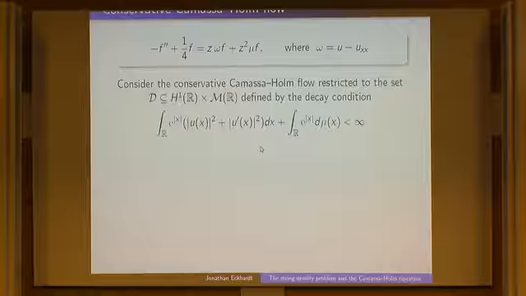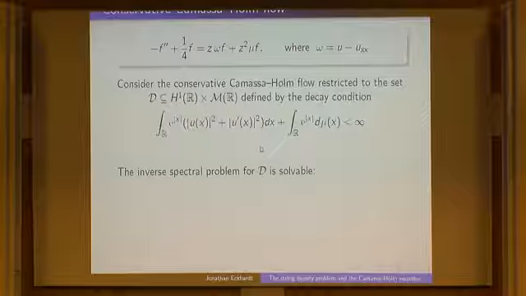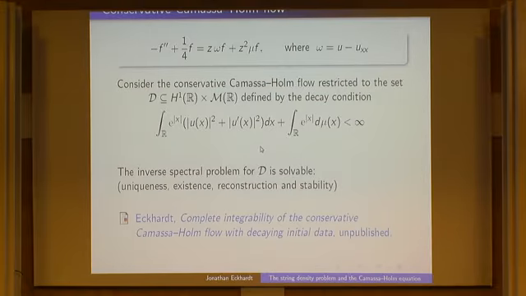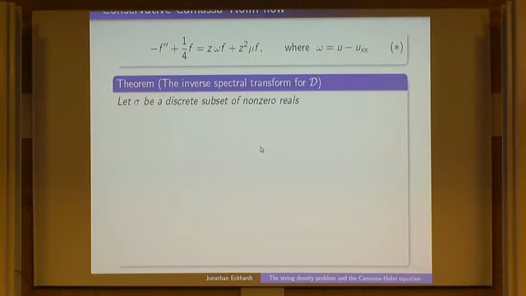M of R is the set of finite non-negative Borel measures on R. So I can do it for this subset, which is defined by a decay condition like this. So you have quite fast decay for u and for mu, and for this set you can completely solve the inverse spectral problem. So you get uniqueness, existence, you can reconstruct solutions, and you even get continuity properties between spectral data and your weight. So this is unpublished, but hopefully soon it will be published.